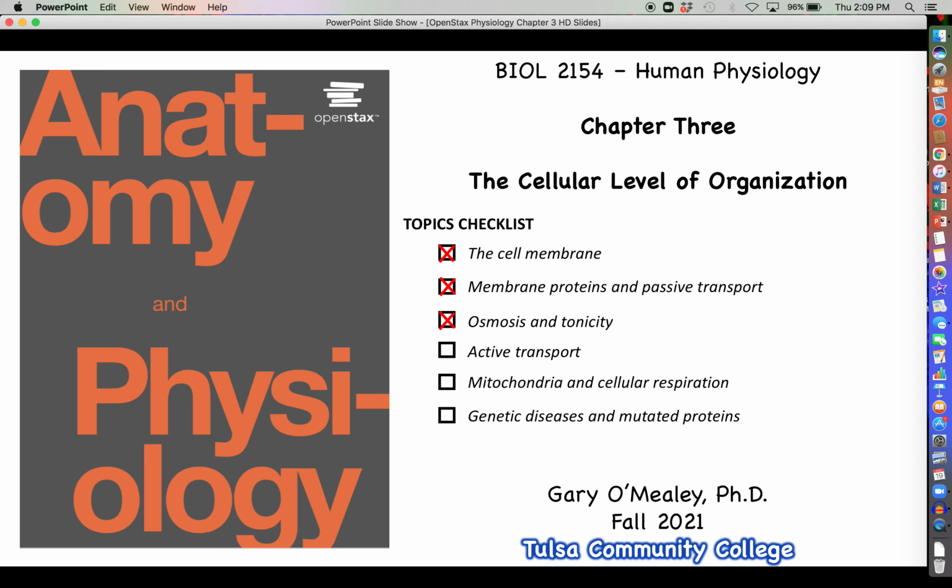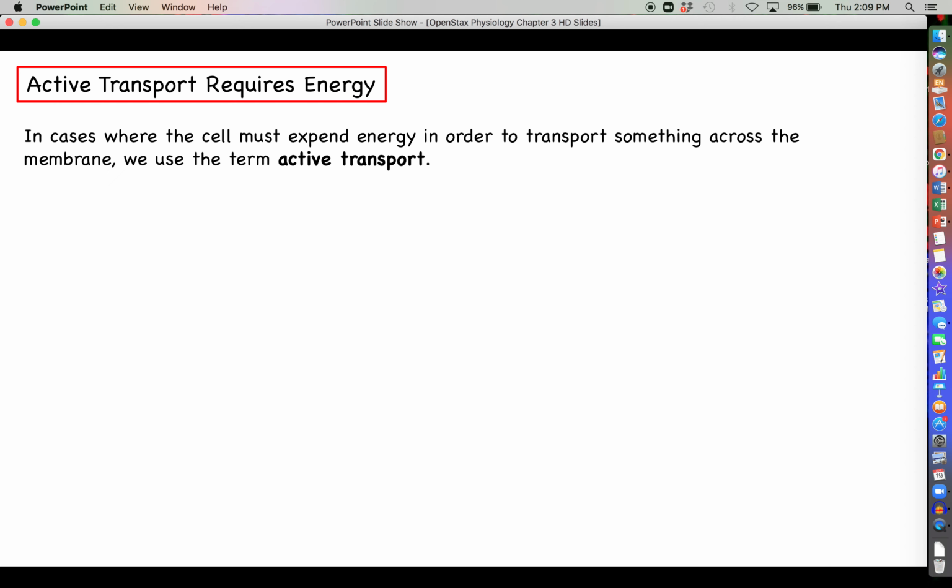So, at this point, we have already talked about passive transport as much as we're going to talk about it. Now it's time for us to move on to the other kind of membrane transport, which is called active transport. The way that we defined passive transport is that it involves all movement of molecules across the membrane when you're going from high to low concentration.